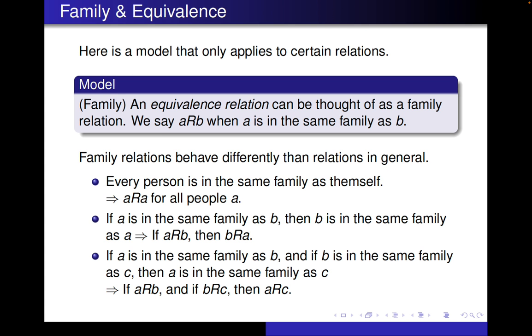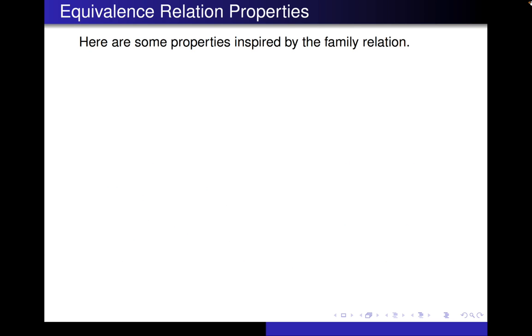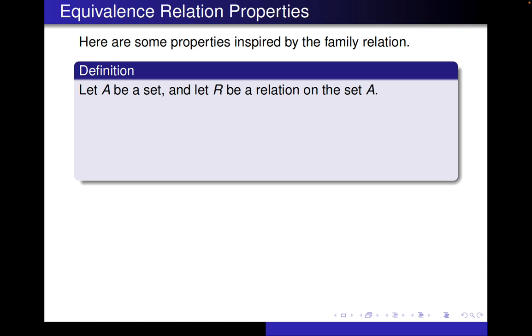Which means, if we're using the language of our relations, if A R B and if B R C, then A R C. So we get 3 additional properties of relationships that are like the family model. And so we're going to go ahead and name these properties that are inspired by the family relation. So let A be a set, and let R be a relation on the set A.